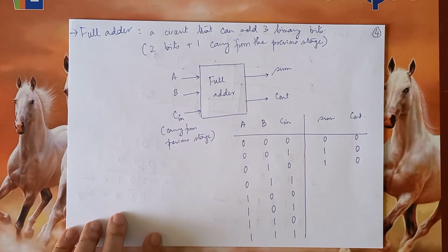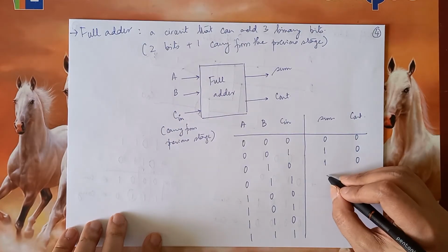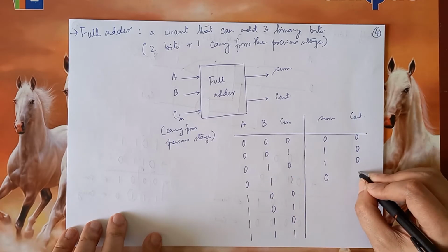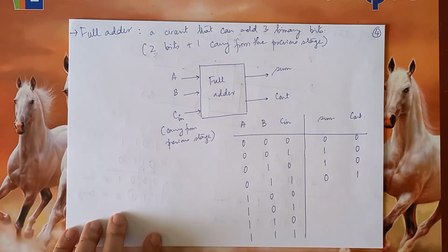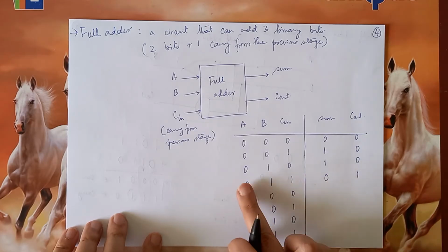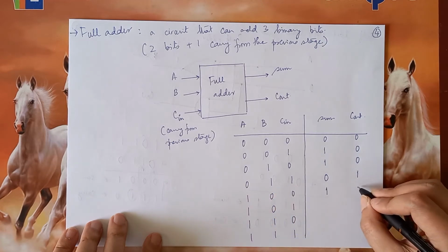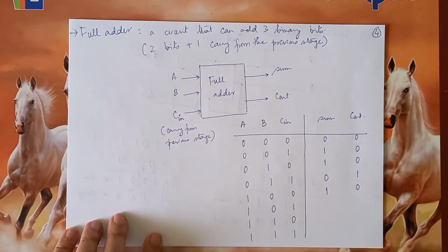Now, this will be 1 plus 1 means the sum is 0, but we have a carry of 1. One plus 1, the sum is 0, but the carry is 1, because this 0 does not really have any effect on the addition. 1 plus 0 plus 0, the sum will be 1 and the carry is 0.